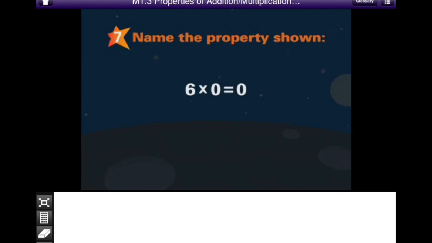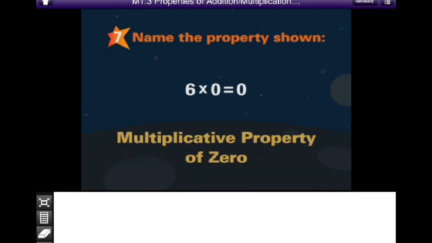If you multiply any number by 0, the product is 0. That's the multiplicative property of 0. 6 times nothing is nothing. Makes sense. Nice work.